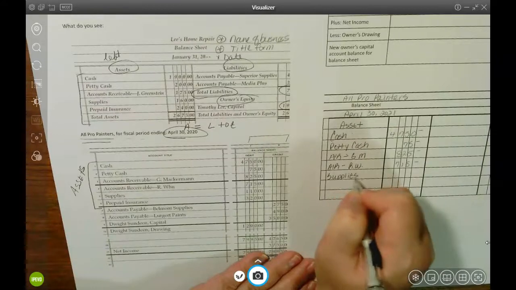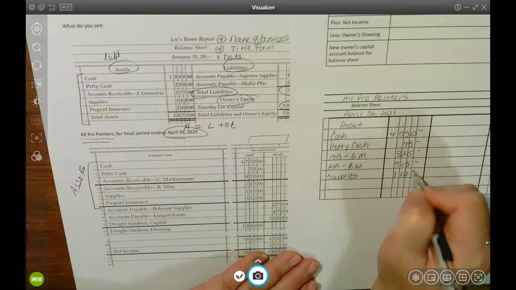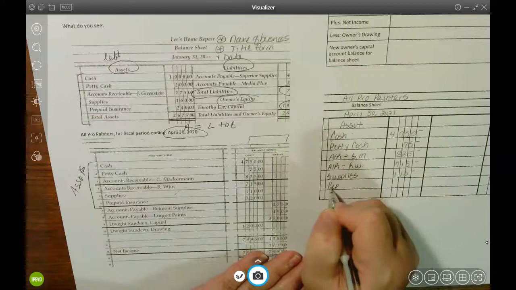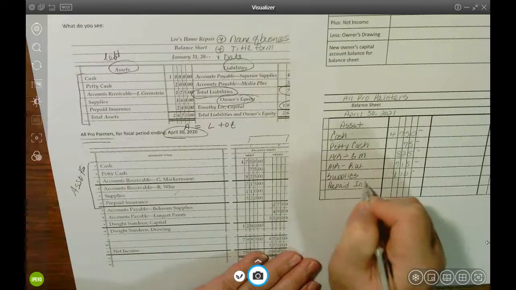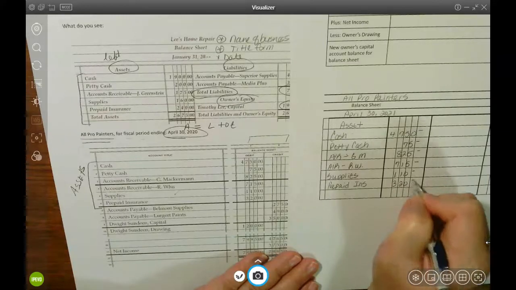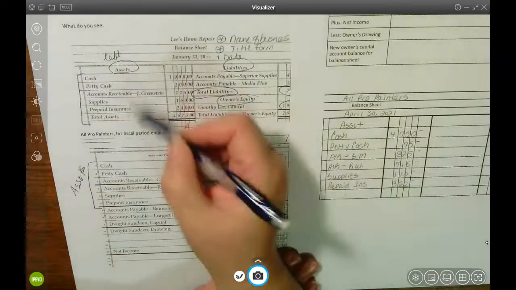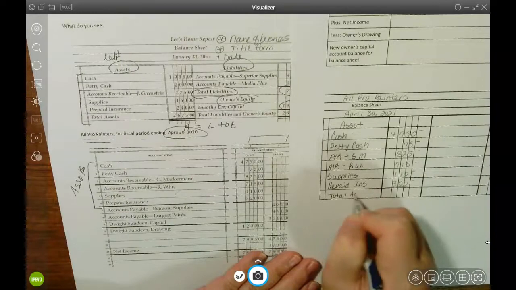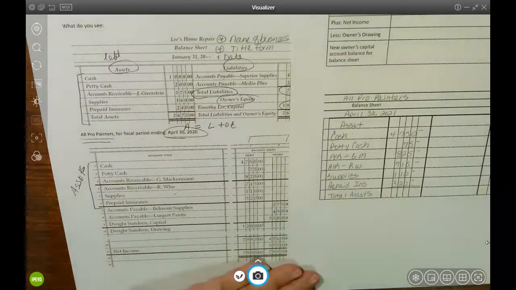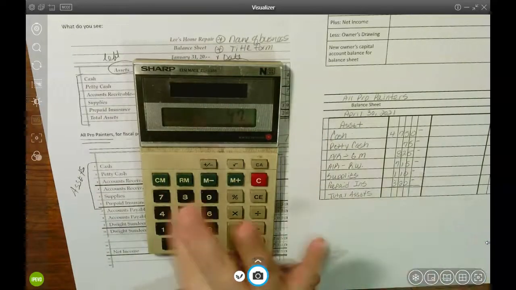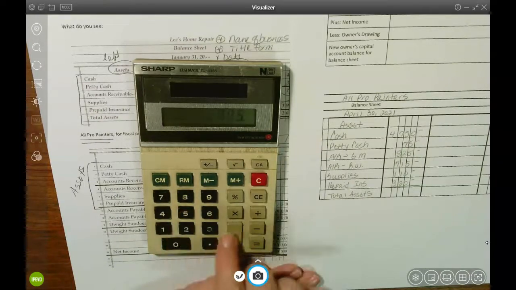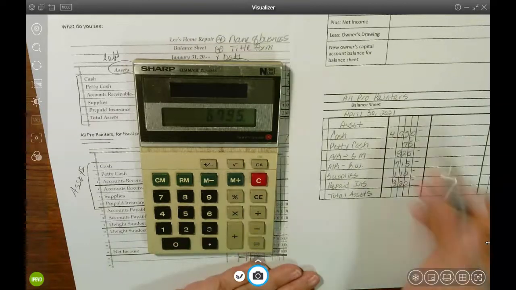Remember, this is a video. You can pause me if I go too fast. $110. And then we're going to do prepaid insurance for $320. Now we're going to total these. Just as this shows here, we write our assets, put our total assets. Take your calculator, add them up. 4750 plus 75, 825, 715, 110, 320. $6,795 is our total assets.